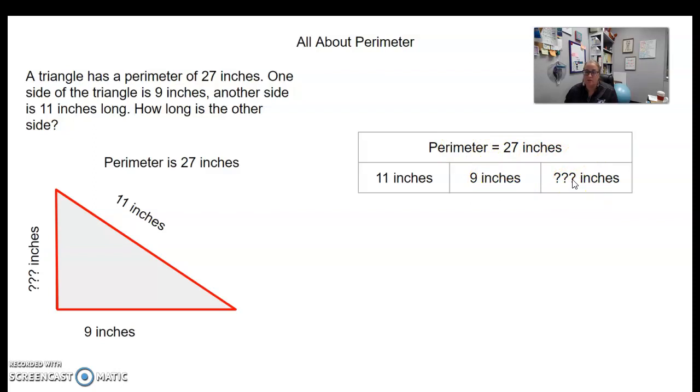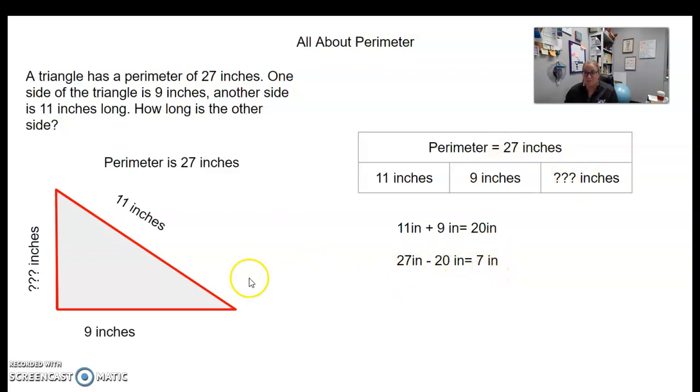So there's a couple of ways you could tackle this problem. Here is how I chose to do it. I am going to add what I know first. So I'm going to add 11 plus 9, and I know 11 plus 9 is 20. Now I know that these two pieces equal 20. I'm just going to subtract 27 minus 20 to give me my other side. So when I do 27 minus 20, I get 7.